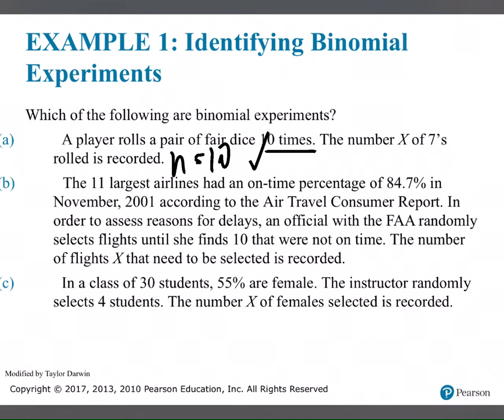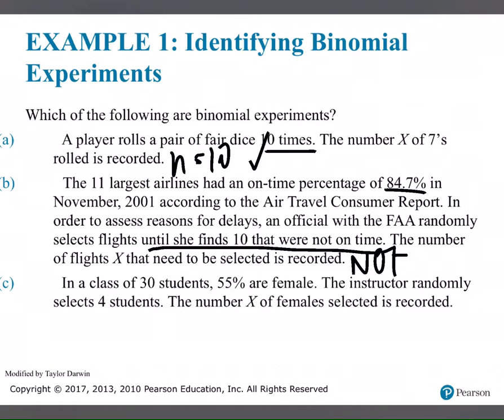B says the 11 largest airlines had an on-time percentage of 84.7%, so that's a fixed success rate, according to the Air Travel Consumer Report. In order to assess reasons for delays, an official with the FAA randomly selects flights until she finds 10 that were not on time. The number of flights X that need to be selected is recorded. This one is not, because she's just waiting until she finds what she wants to find. She doesn't have a fixed number of trials. So if it doesn't meet one of those 4 rules, then it doesn't meet it.